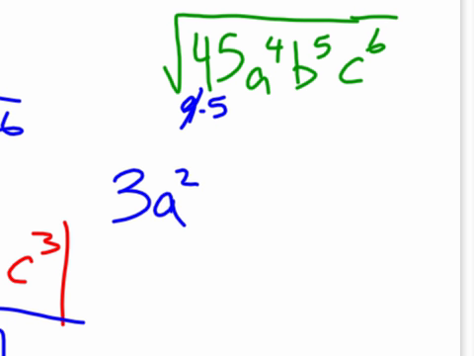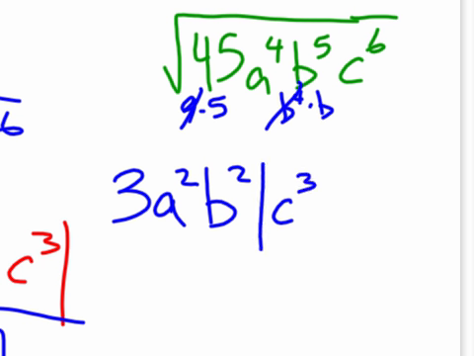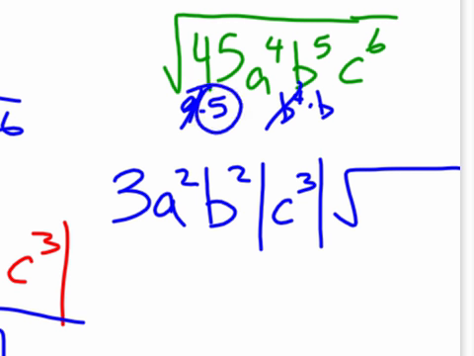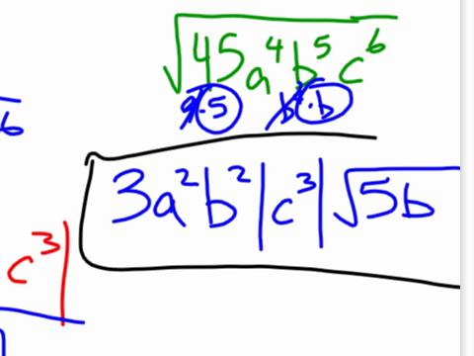And then the b to the 5th I can rewrite as b to the 4th times b. And square root of b to the 4th is b to the 2nd. So I know that's going to be out front, and I'm still going to have that b inside. And the square root of c to the 6th is c to the 3rd, but it has an odd exponent, so I need absolute value bars. And then I just leave what's left under the square root, that 5 and that b. So that's kind of how I do it the shortcut way. I just take it part by part.